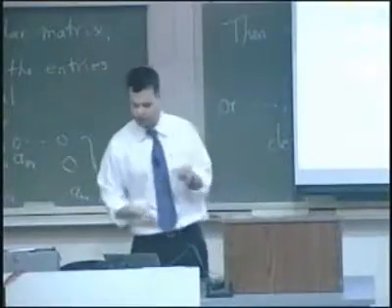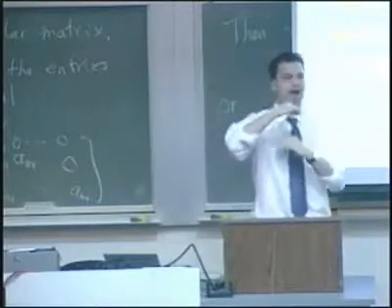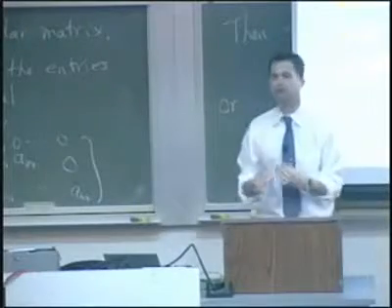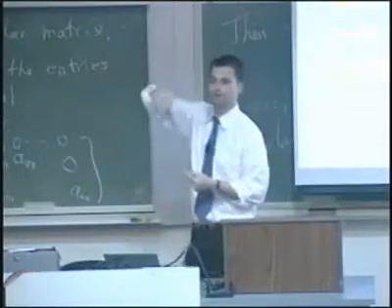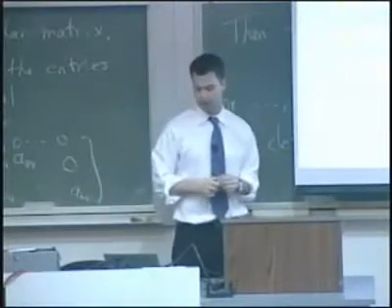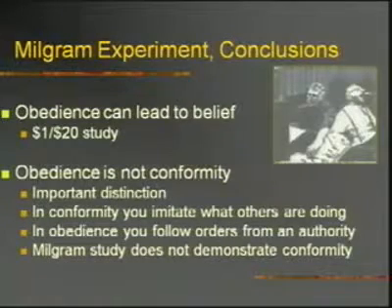In obedience, you follow orders from an authority figure. So inherently, obedience requires some kind of hierarchy of power, authority, social standing, where one person is perceived as a legitimate person who can give orders to another person. So obedience involves following orders. Conformity involves imitation. So the Milgram study does not demonstrate conformity.